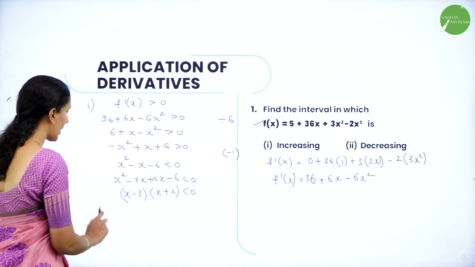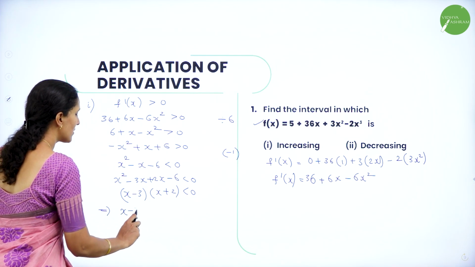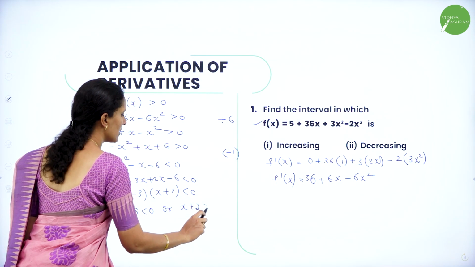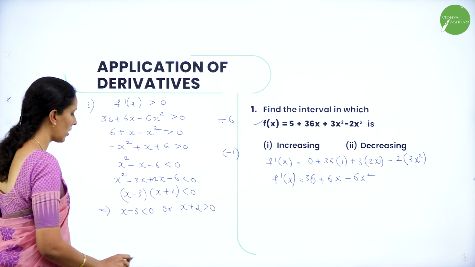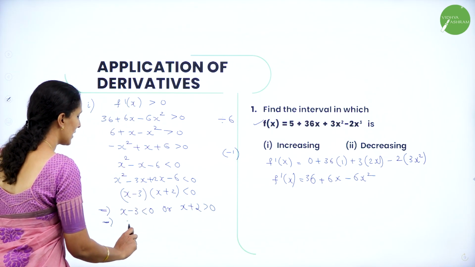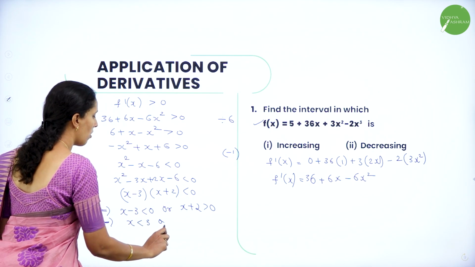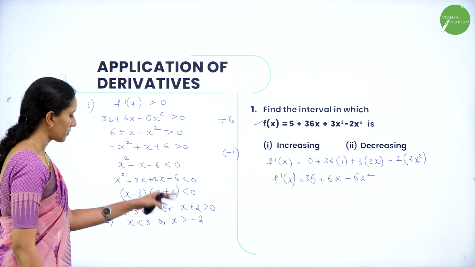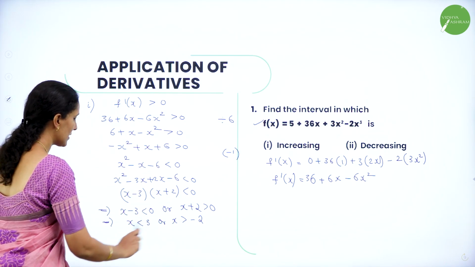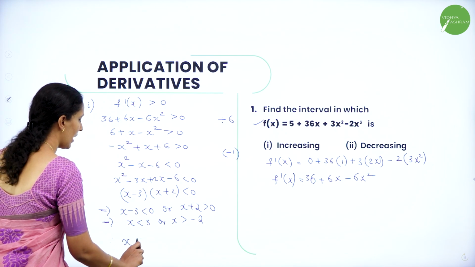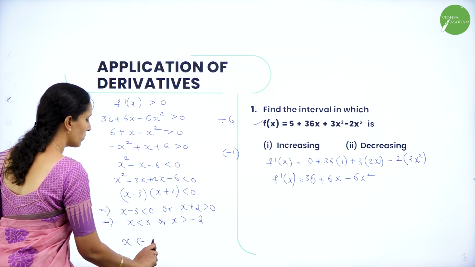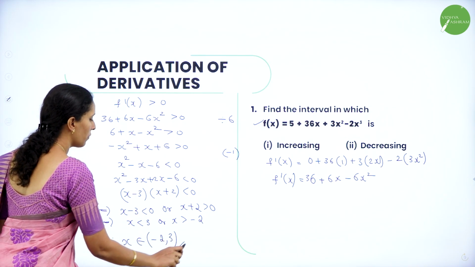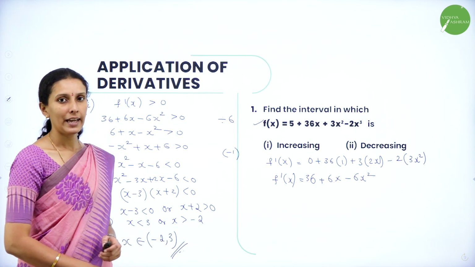So clearly what we can write here: x minus 3 is less than 0 or x plus 2 is greater than 0. So this is what we can write with the given inequality. So this implies x is less than 3 or x is greater than minus 2. Now, using this concept, we can see the interval where x belongs: greater than minus 2 means minus 2 comes first, less than 3. So this is the interval where the given function is increasing.